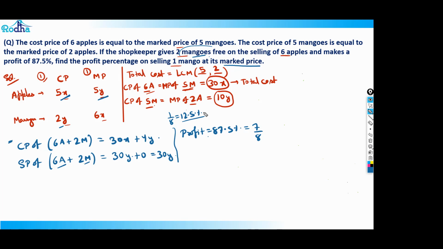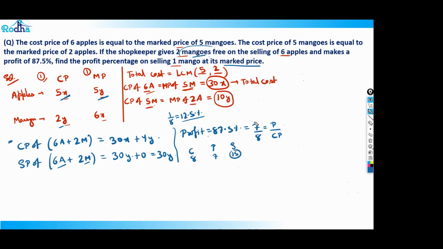Now if it is 7 by 8, that basically means what? Profit is always on cost price, no? Okay, that means on cost price, he's making a profit of 7 rupees. That means if the cost price is 8, then the profit is 7. Getting it, right? So what is the selling price here? The selling price would be 15 rupees, correct?